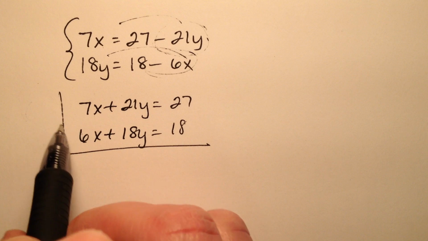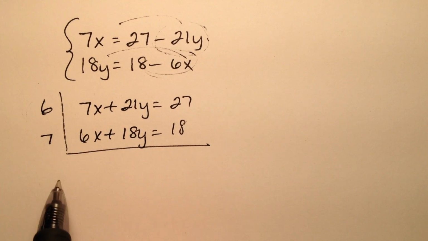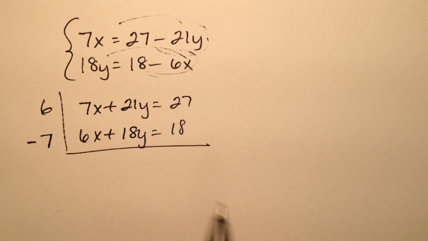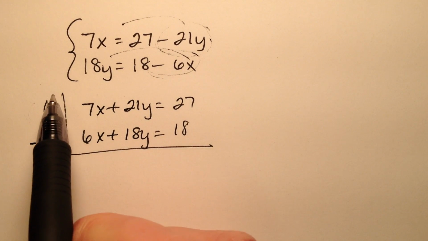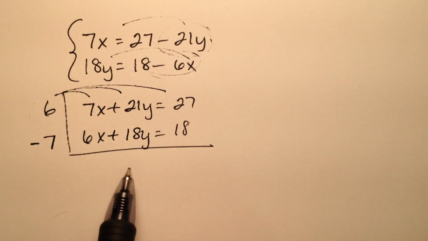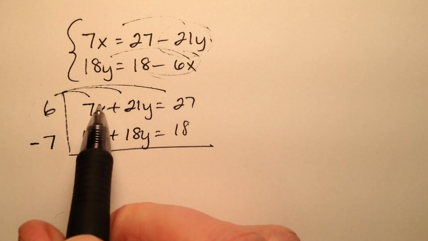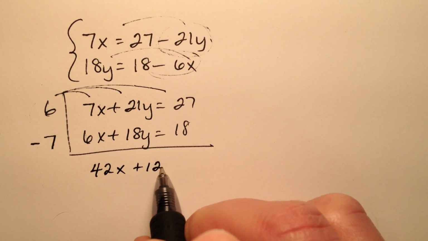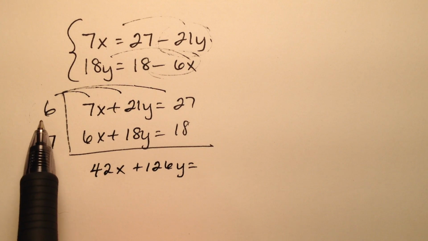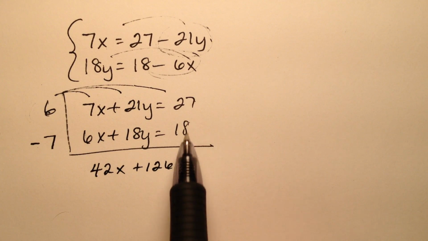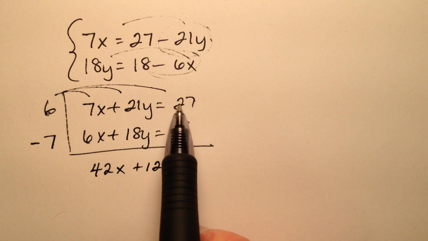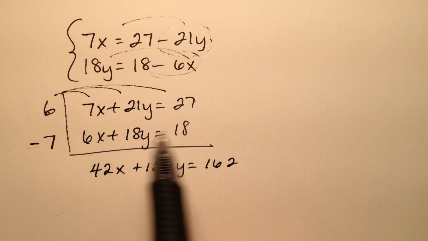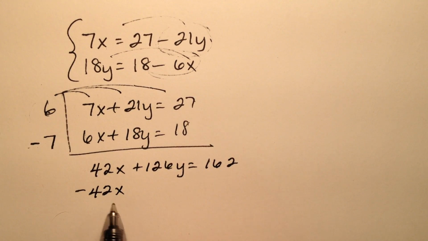So I'm going to go ahead and just switch up here 6 and 7. And remember, since they have the same signs, one of these has to be opposite, so we'll make it a negative 7. So let's go through and distribute this 6 through. So 6 times 7 will be 42x plus 126y. And then 6 times 27, we can double it first if you want to, so 54, and then times by 3, so 162.